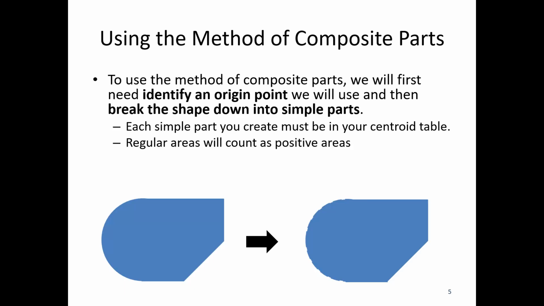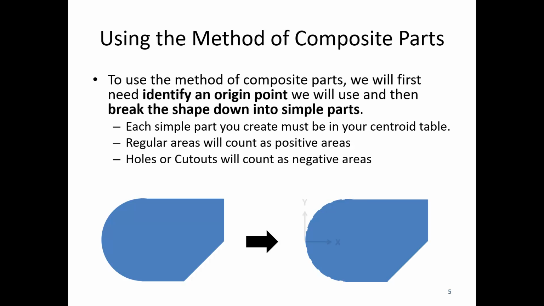Regular areas, so if I'm adding material, I'm going to count that as a positive area, and I can deal with holes or cutouts as negative areas. It is important to look around, see what you can do to take advantage of the negative areas as well. This shape here, I can see it's a complex shape. It'd be complicated to do this, but it is essentially built of 3 pieces.